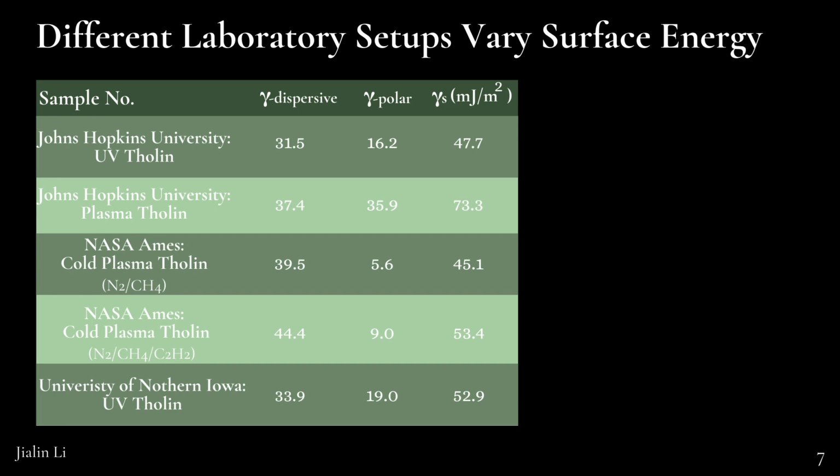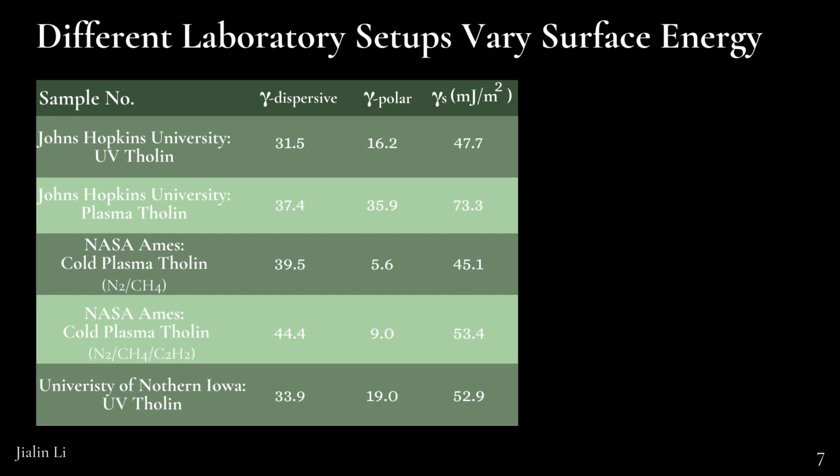Using the Young-Dupre equation shown in the previous slide, the total surface energy can be calculated. The surface energy can be divided into dispersive and polar components, which tells us the bulk chemical composition of the sample. The samples have a diverse range of surface energies, ranging from about 45 to 75 millijoules per meter squared, but in general are relatively high.